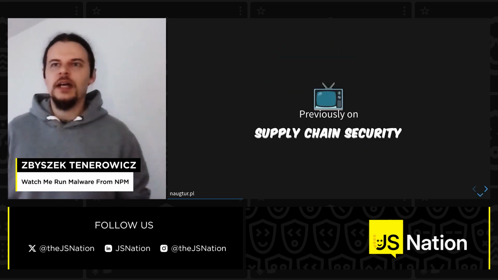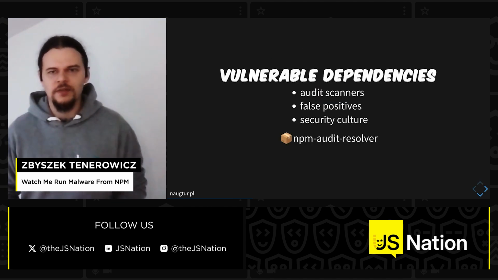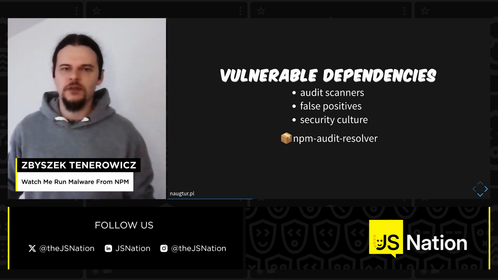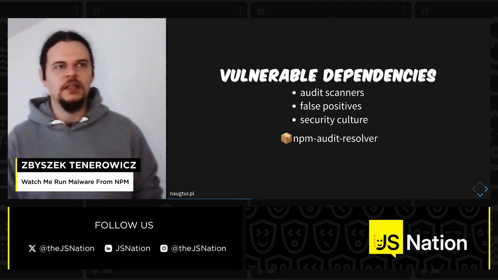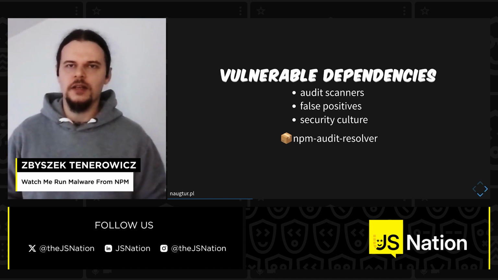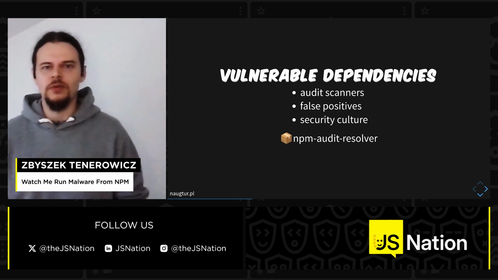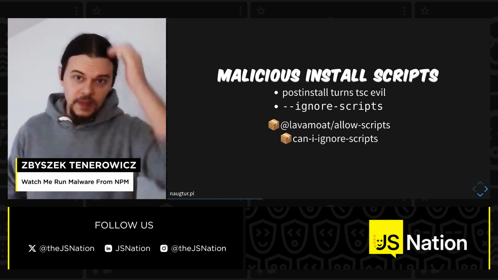Okay, so how did I get here? Well, I was interested in supply chain security for a while. I started where everyone starts: vulnerable dependencies, scanning for vulnerable dependencies, and then noticing that it's way too tedious to respond to all of it. So I need a structured way to ignore them and so on. And that's how NPM Audit Resolver got created.